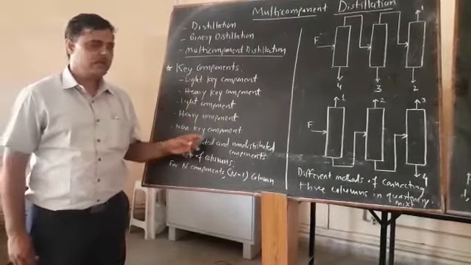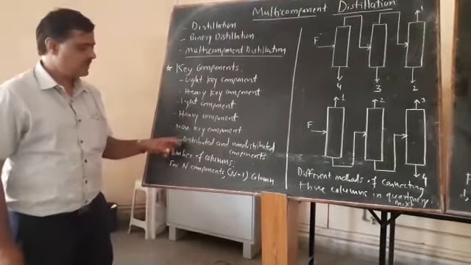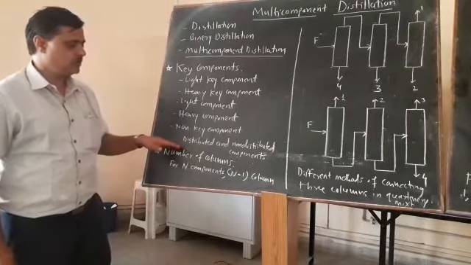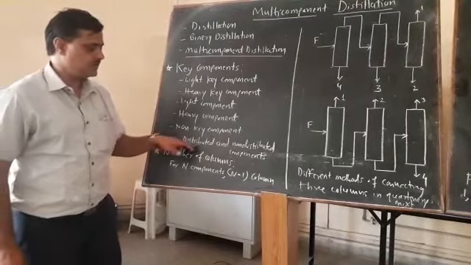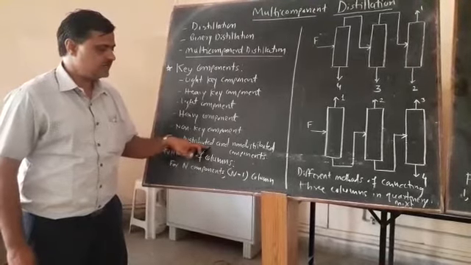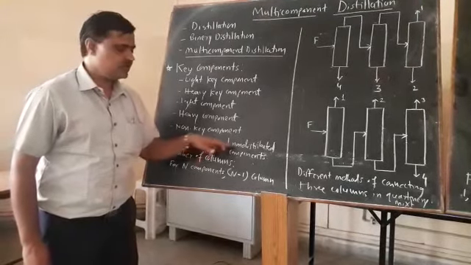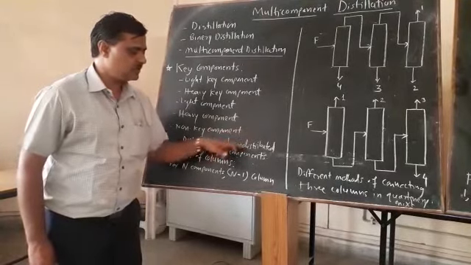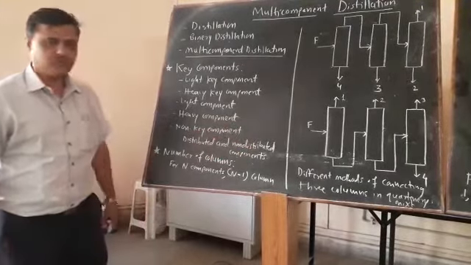What is meant by non-key components? There are components which are present both in the top as well as the bottom of the column. This we call distributed. And the components which are not present in a significant amount in the top as well as the bottom are called non-distributed components.